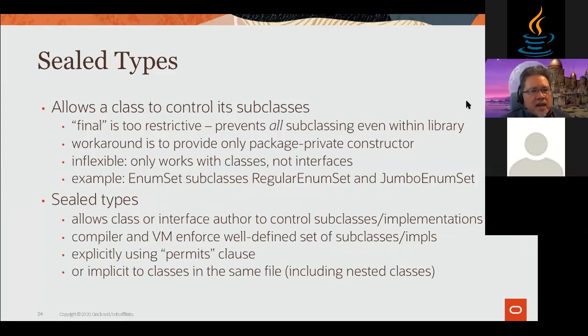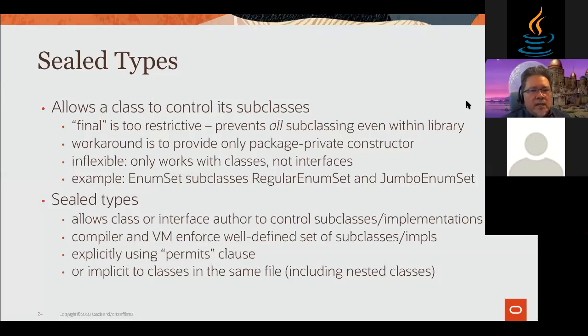There are existing mechanisms that do this. You can declare a class final, which means it cannot be subclassed, and we do use that in a couple places in the JDK. But this is a big hammer because it prevents all subclassing. So even within the library, you can't write a subclass. Sometimes you want to write subclasses, but restrict subclassing to only subclasses that you know about. That's what sealed types give you.